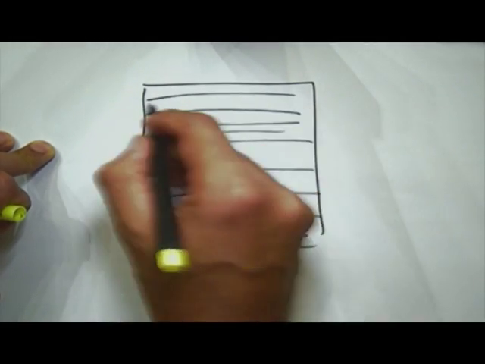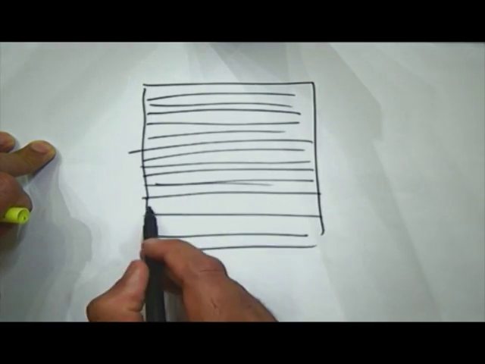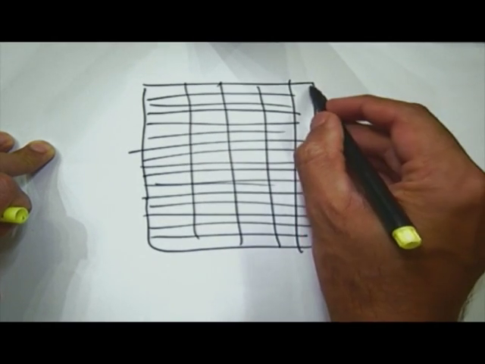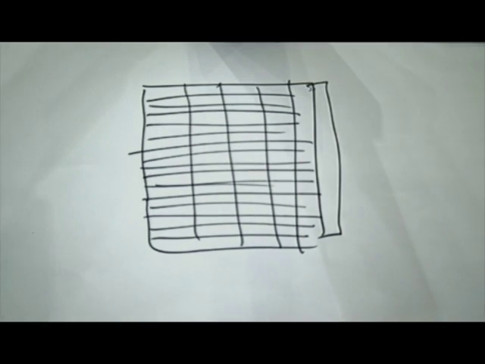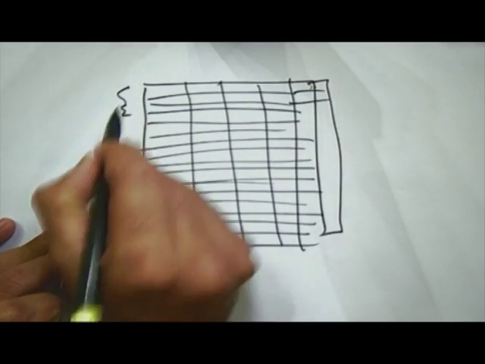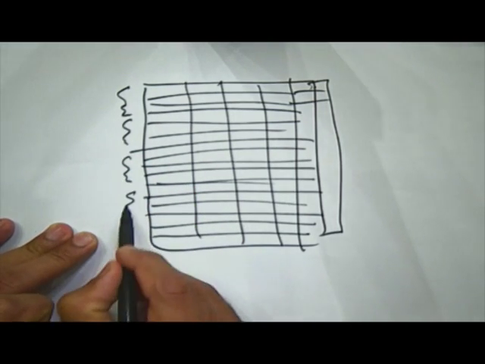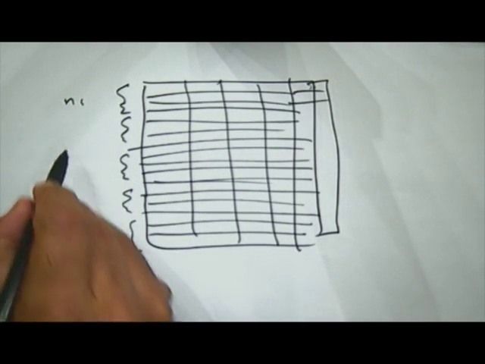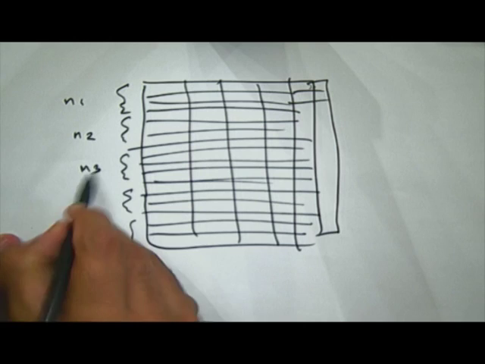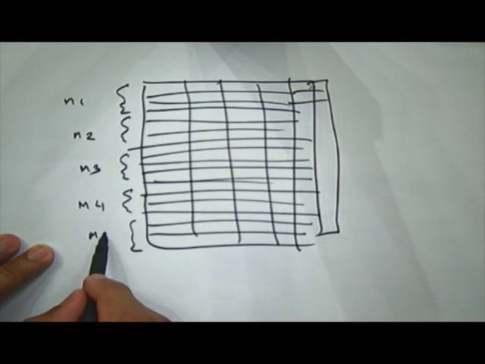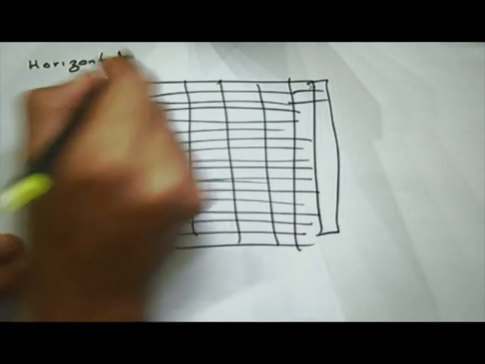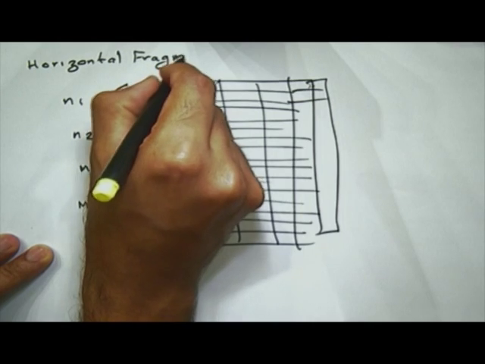A lot of rows, and then there are columns like this, maybe lots of columns also. What is horizontal fragmentation? In horizontal fragmentation, the table is broken up into pieces. Let's say there are five machines. This part goes to machine 1, machine 2, machine 3, machine 4, and machine 5. So this is called horizontal fragmentation.